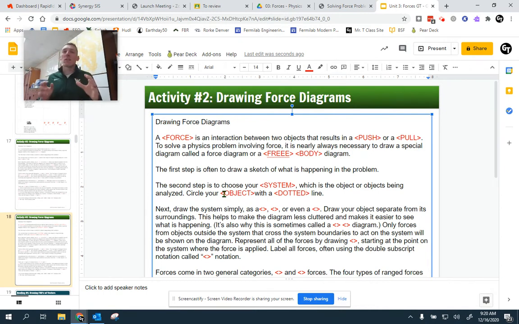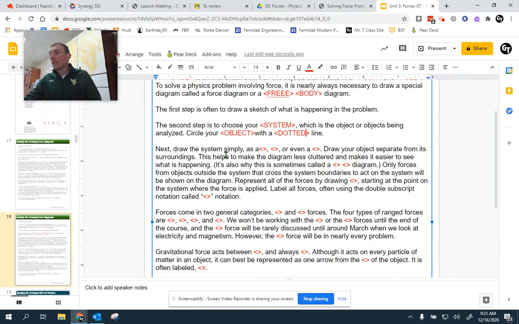In this scenario, I'm looking specifically at the tire against the road, not anything that's going on inside the car. So you want to make sure that you circle that so we know what you're analyzing. That can be helpful.